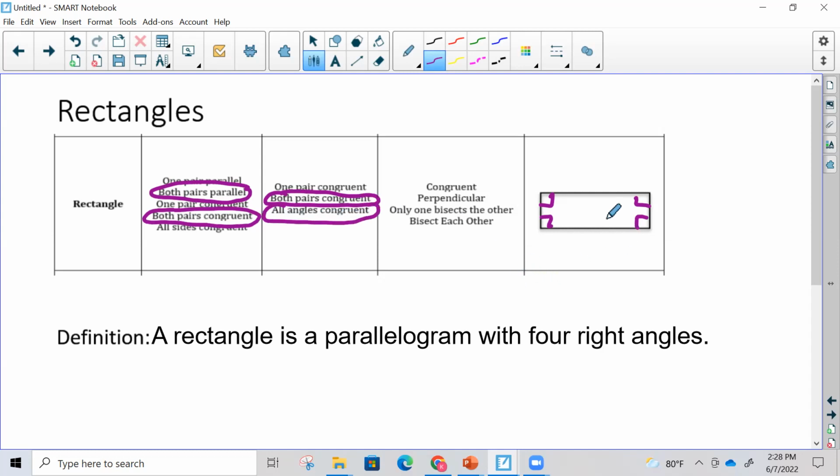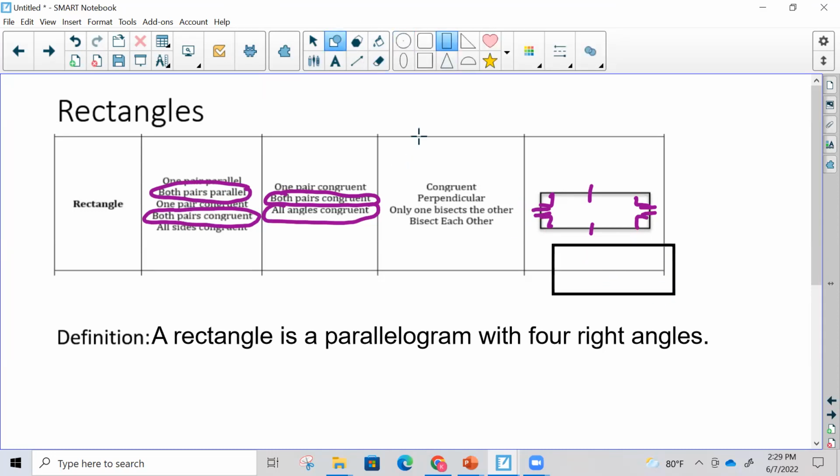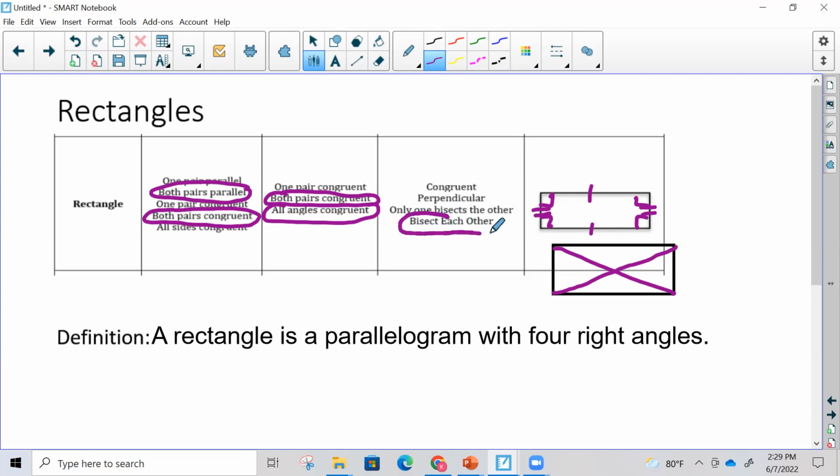Okay. So again, if you wanted to mark everything, you could mark the opposite sides equal. You could put the arrows in. I'm not going to put all the markings, it just gets way too crowded. And then for a rectangle, we also know something about the diagonals. So if I draw the diagonals in for this rectangle, we know that they bisect each other because it's a parallelogram.